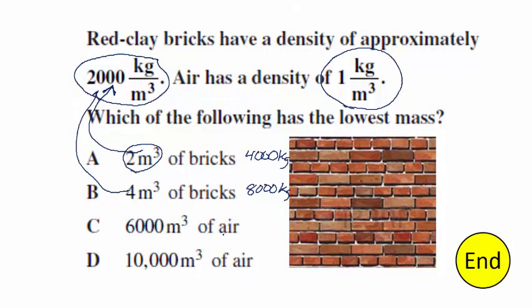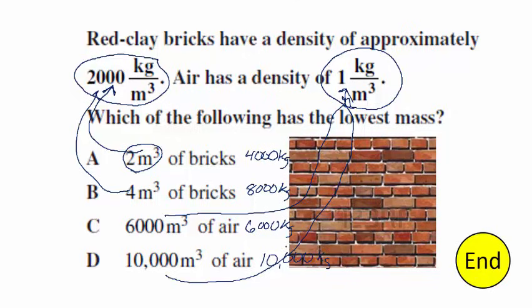6,000 meters cubed of air is going to be 6,000 times 1, or 6,000 kilograms. So we're almost there. 10,000 meters cubed of air would be 10,000 times 1, and this is going to actually be the heaviest item.